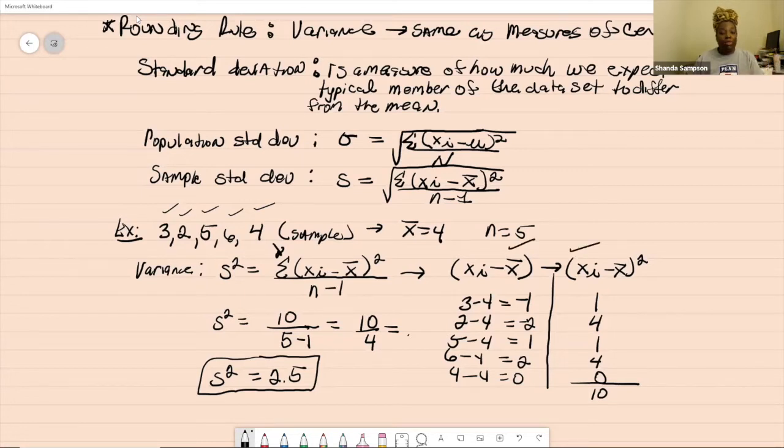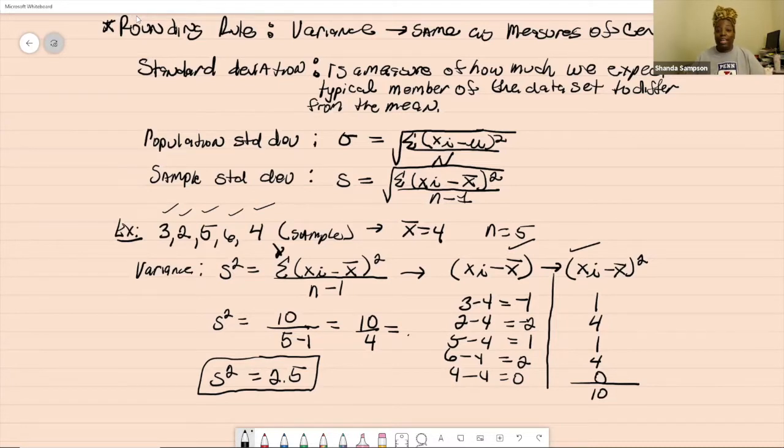Now, don't get me wrong. When I learned how to do this, I didn't have a fancy calculator, okay? I'm jealous of the fact that you got to have a handy dandy fancy calculator, and I had to do this by hand.